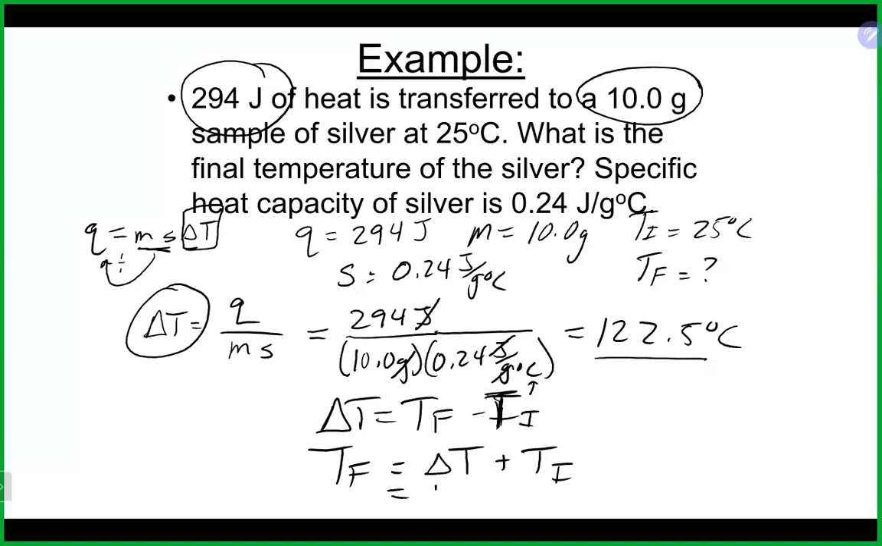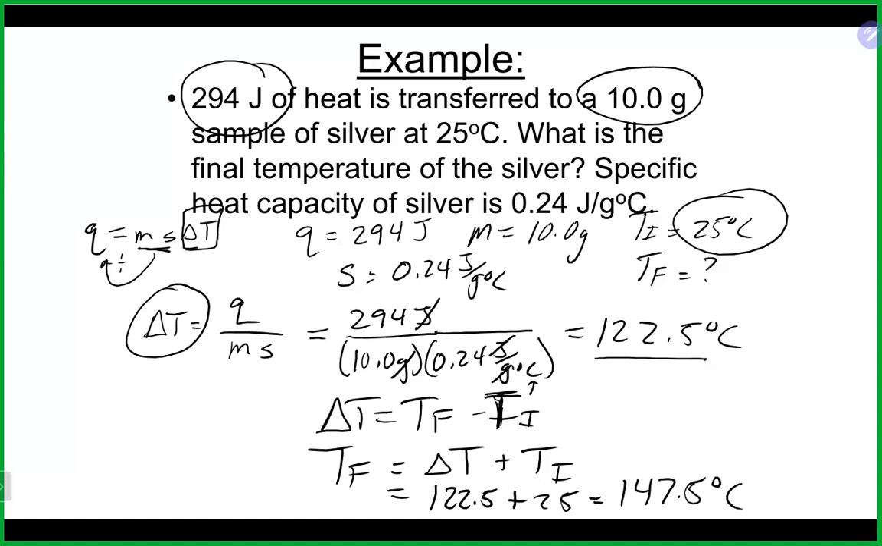So this is going to be 122.5 plus, again, our initial, which was 25. And that's going to give us 147.5 degrees Celsius as our final temperature. Now, in this particular case, I do need to kind of keep track and sort of figure out where I should round at this point.